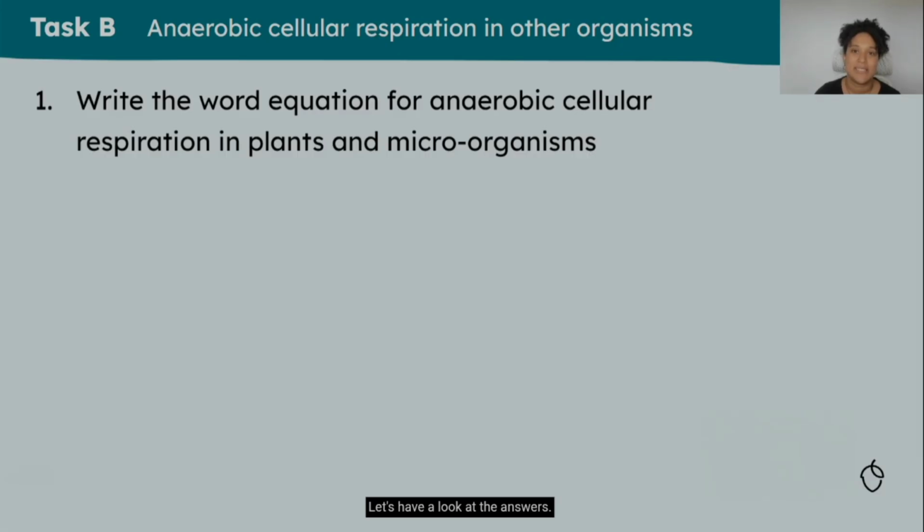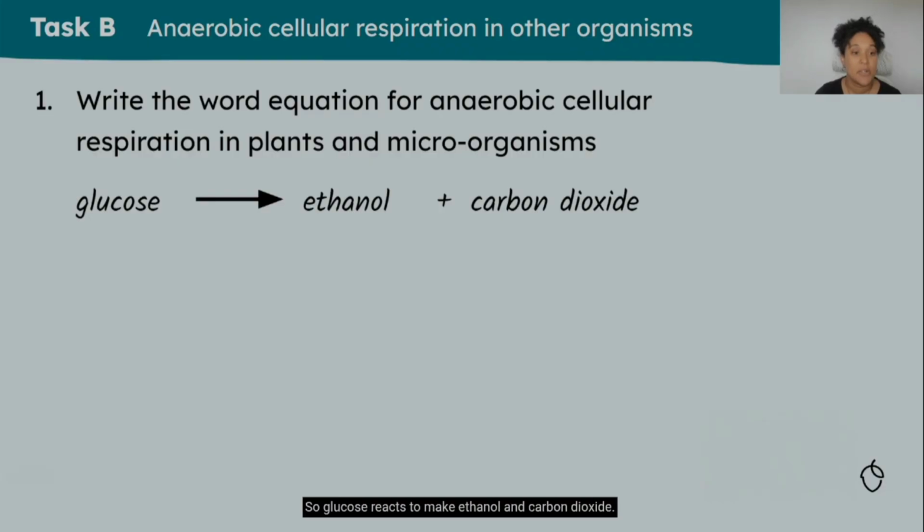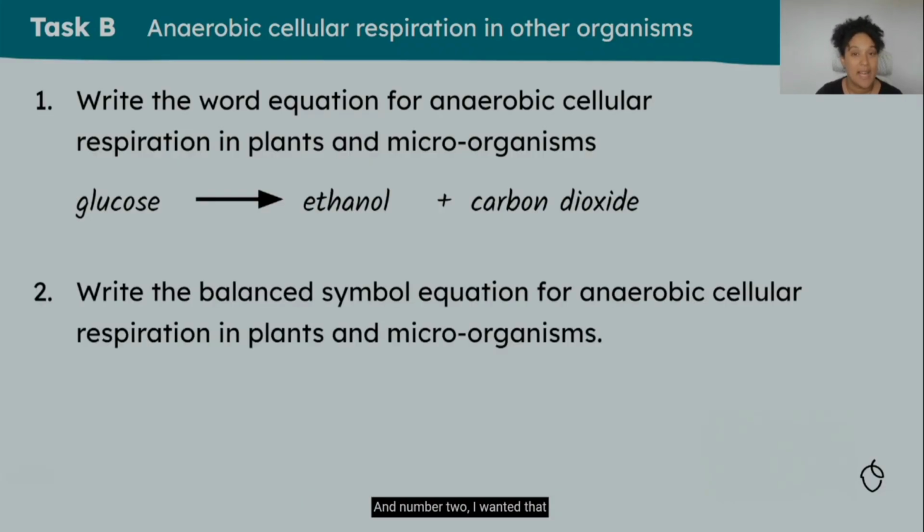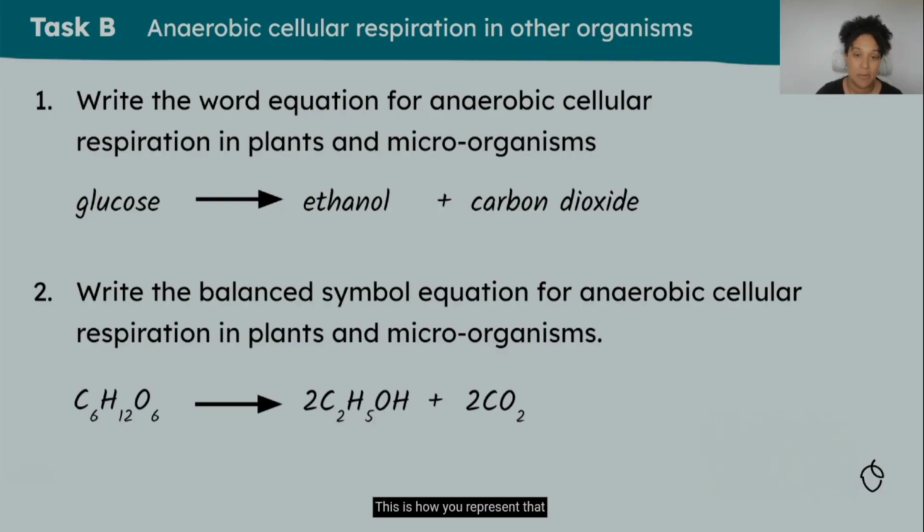Let's have a look at the answers. Number 1, write the word equation for anaerobic cellular respiration in plants and microorganisms. So glucose reacts to make ethanol and carbon dioxide. And number 2, I wanted that as a balanced symbol equation. This is how you represent that as a balanced symbol equation. I'll give you a few seconds so you can look through it and just really make sure that what you've written on the page is the same as what I've got here on the slide.